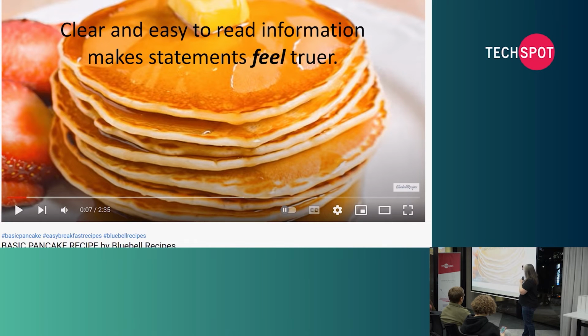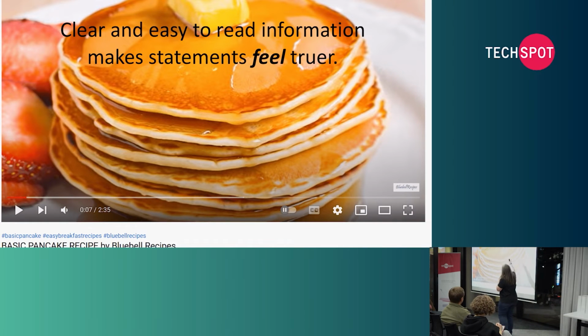They actually did this with these pancakes, this recipe on the Bluebell Recipes site. And they did a little A/B testing and found out, no, people don't want to know the life story of the person who made the pancakes. They just want to make the pancakes. So here's a video, 2 minutes, you're done. You can fast forward. It's much easier, right? So that's something to do.